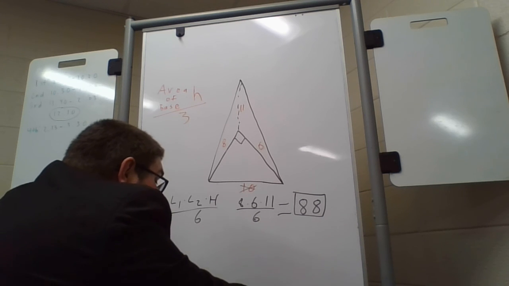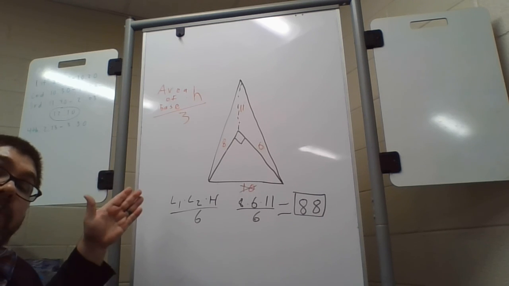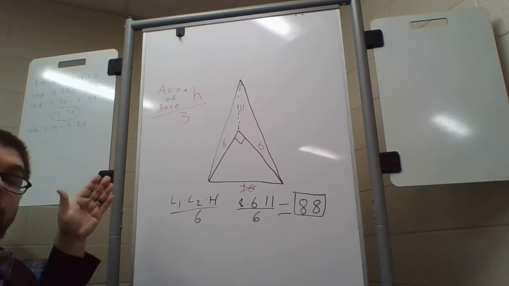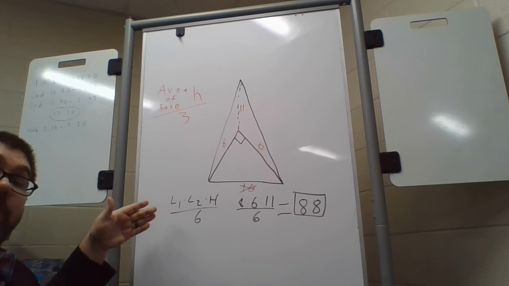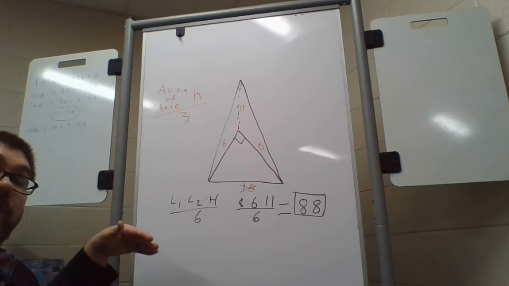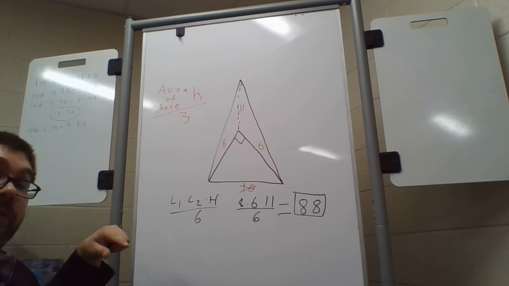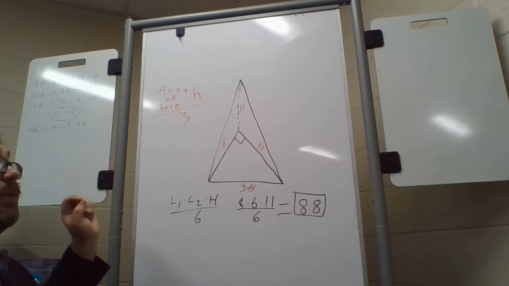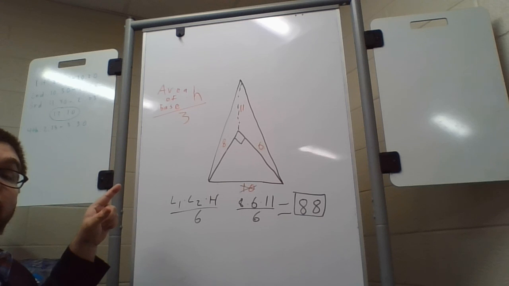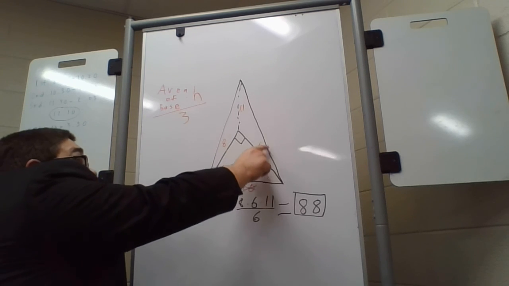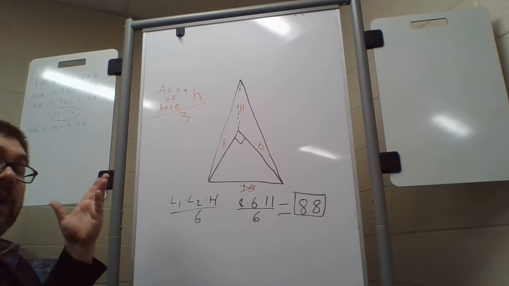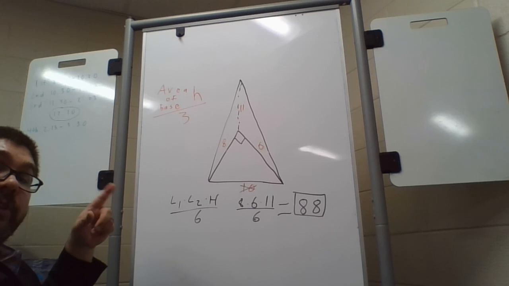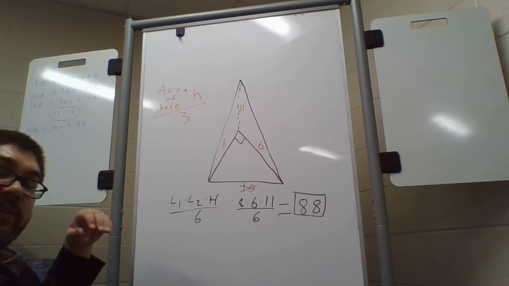When you have a pyramid where the base is a triangle, the easiest way to do it, look at the base, cross off the hypotenuse. If they give you the hypotenuse, cross it off. You don't need it. Take the other 2 numbers as your base and height, multiply them together, multiply by the height. So leg 1 times leg 2 times height, divided by 6, and you're done.